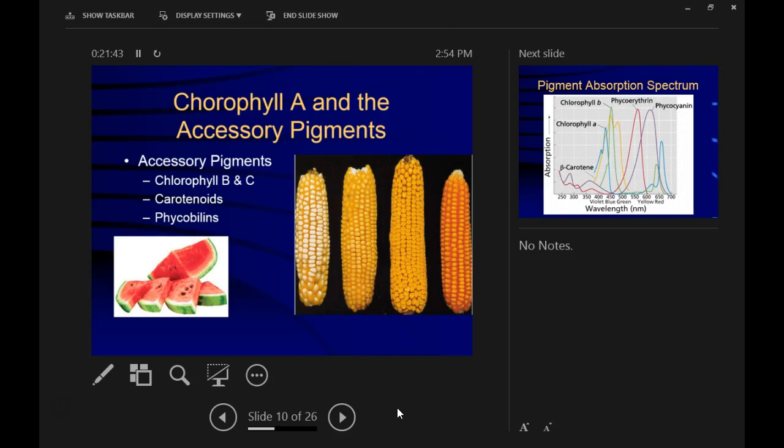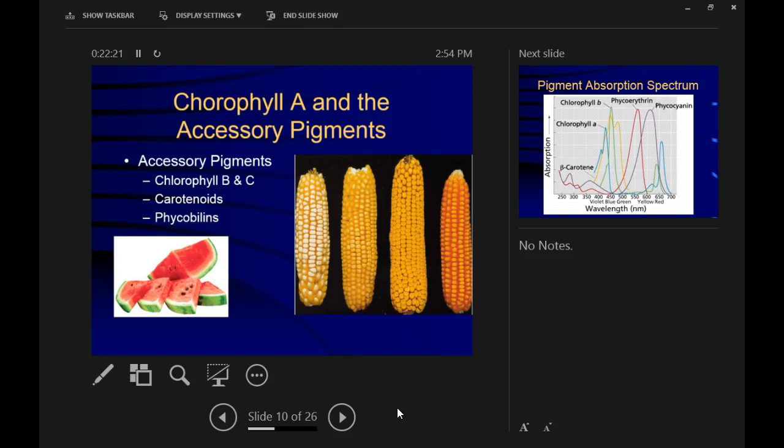Oftentimes when you take a look at a carrot or corn or a lovely yellow squash, you're looking at a pigment that's called a carotenoid. In fact, beta-carotene is a great example of a carotenoid. There are other accessory pigments too. There are ones that produce a yellow, a red color or a purple color. These are called phycobilins.